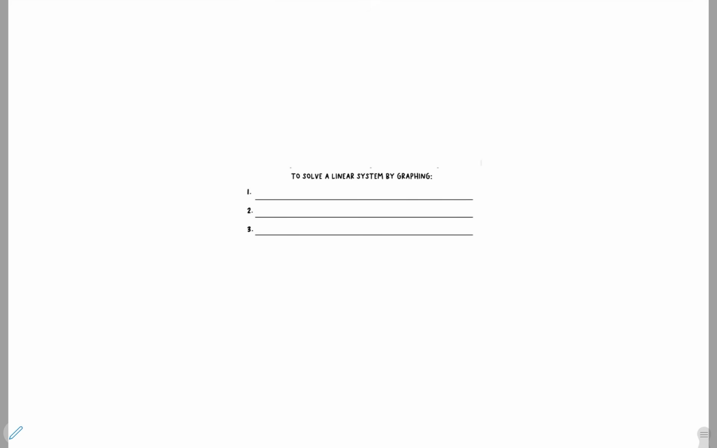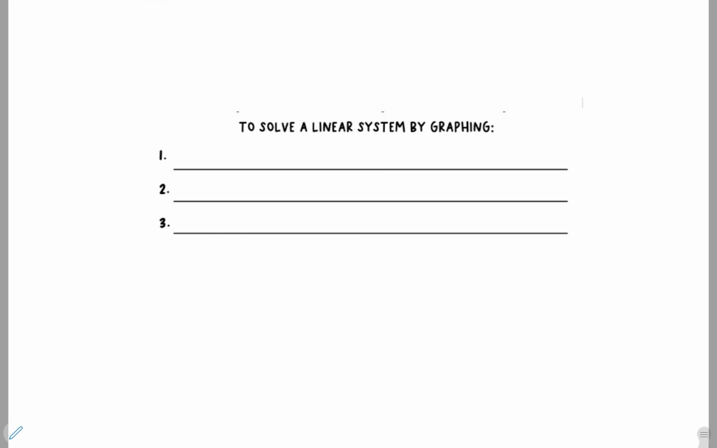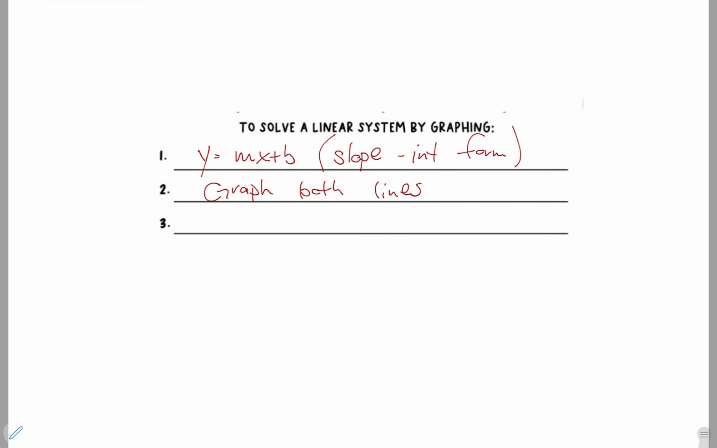So let's get into it. If we're going to be solving these things, first thing we want is y equals mx plus b, aka slope intercept form. Then we're going to graph them. Going to graph both lines. And then we're going to find our solution, which could be our point of intersection, or the other two options that we previously talked about.